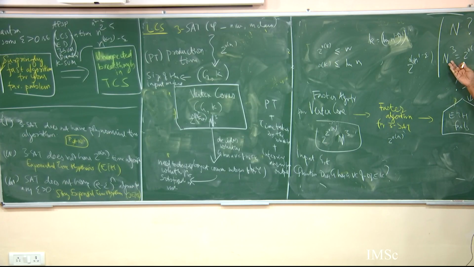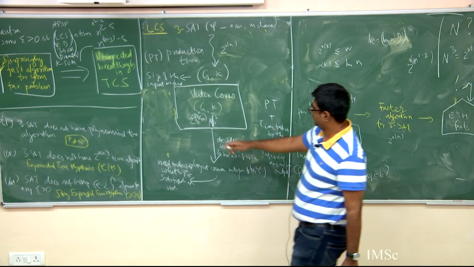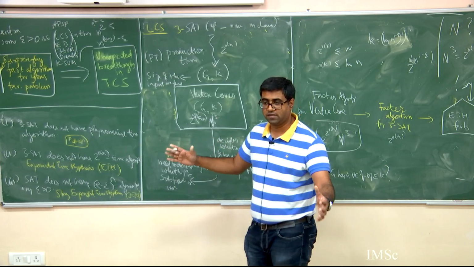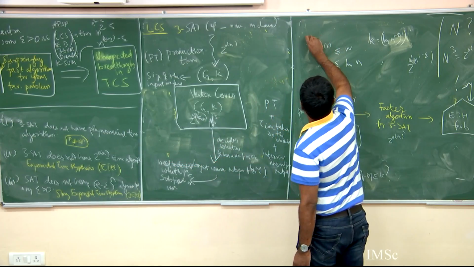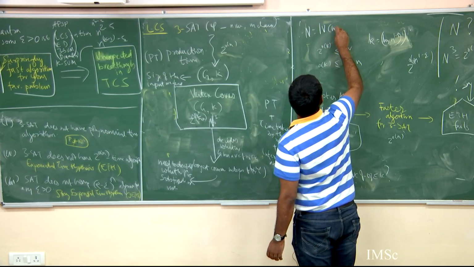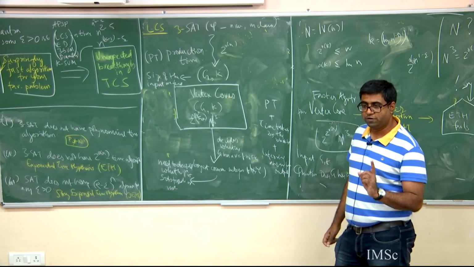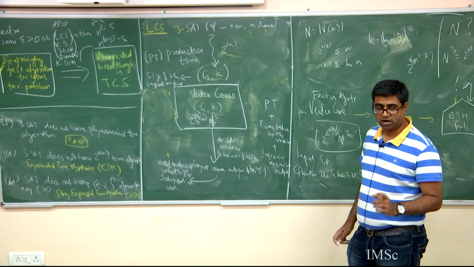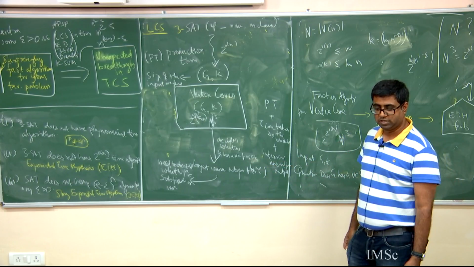So what is n? n cubed should be 2 to the power little o of n. So how much is n allowed to be? n cubed. n is the size of the instance. n is the vertex set of G. These are two different things. A graph can have many vertices, but the parameter could still be small.